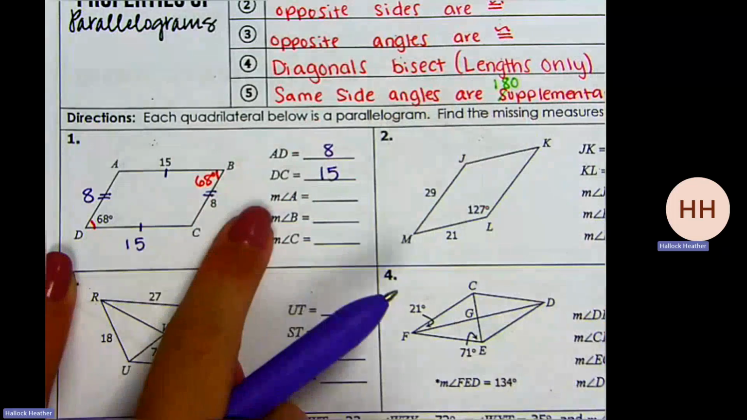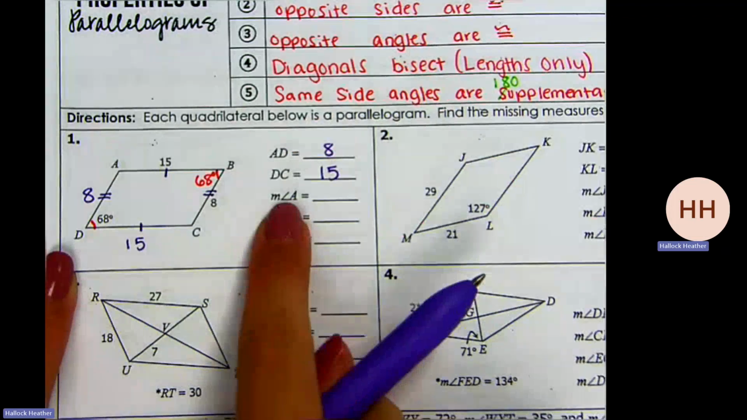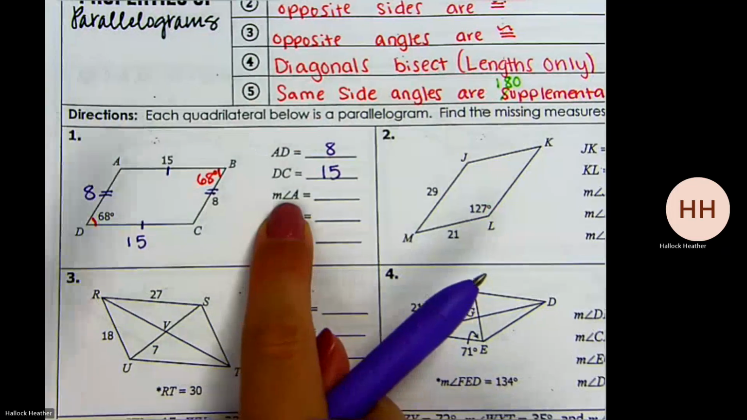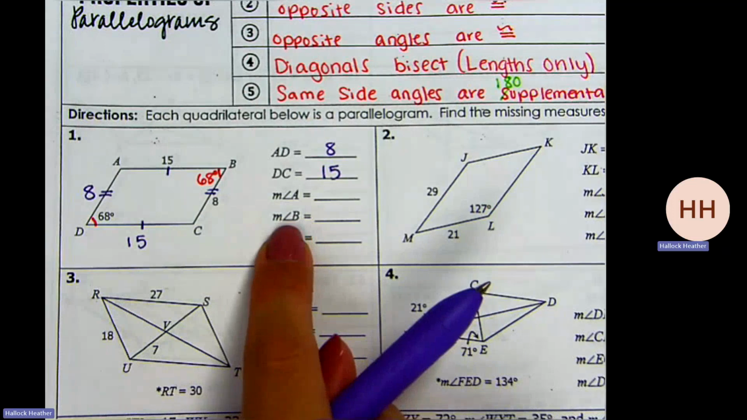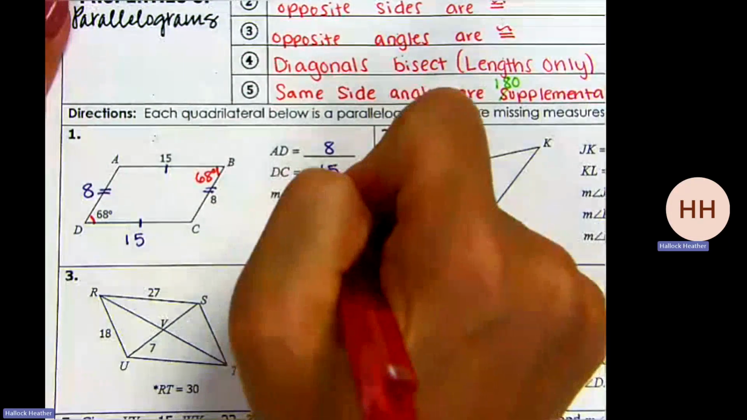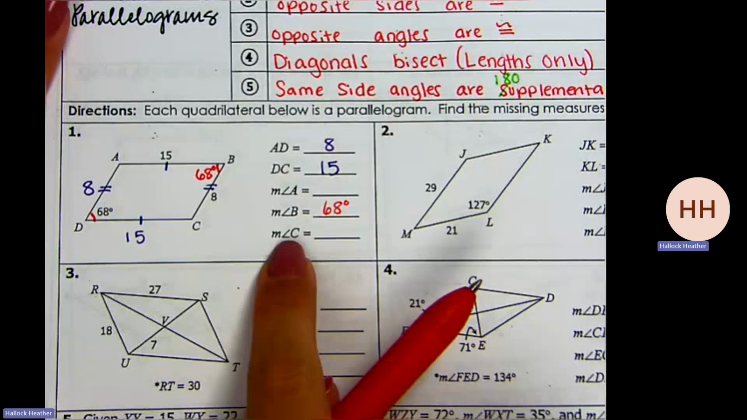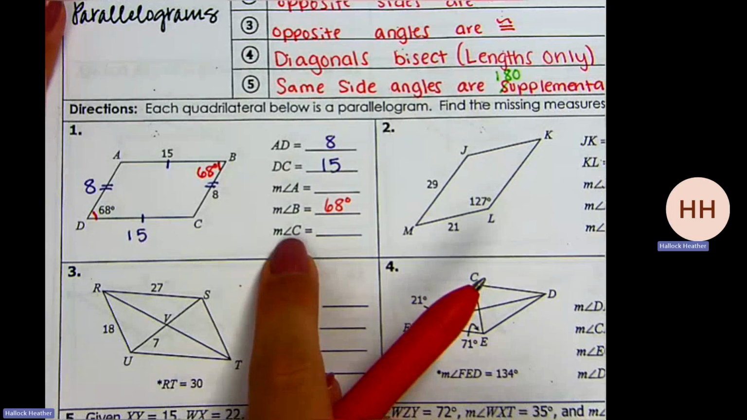And notice that now we start using one letter and it says the measure of angle. So now we're talking about the inside of the picture. Do I know what A is? No, not right now. So let's go to the next one. Do I know what B is? Yes. So let's fill that in. 68 degrees. And then angle C, I don't know. So we have to go back and we're going to add in angle A and C.